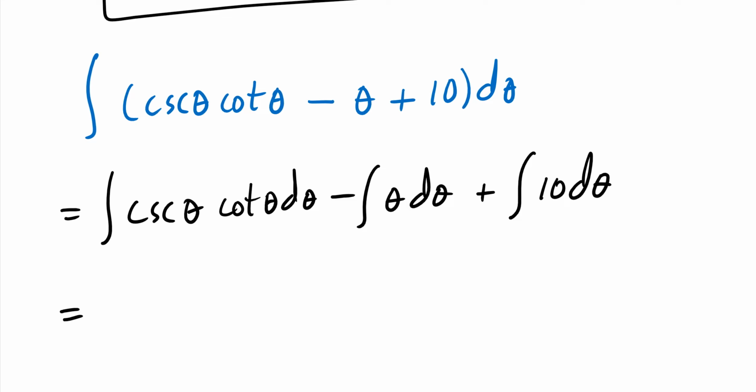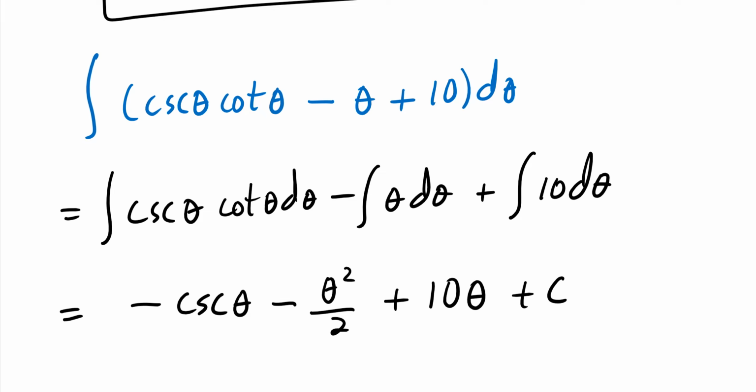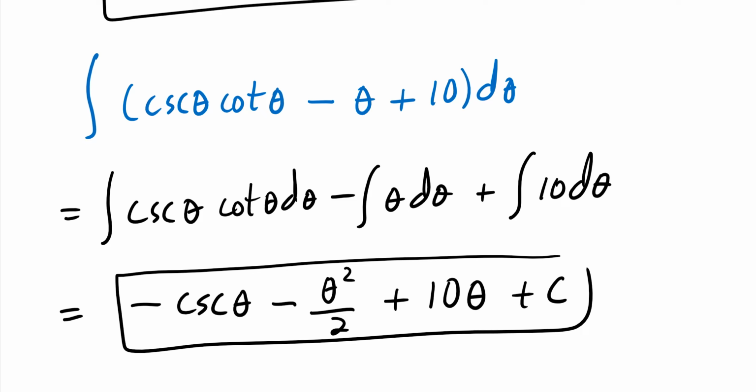So the antiderivative of this is negative cosecant theta, minus theta squared over 2, plus 10 theta, since the integral of d theta is theta, plus c. Nothing can be simplified more.